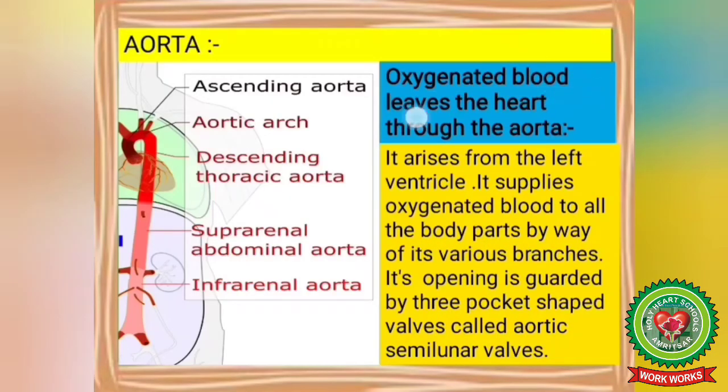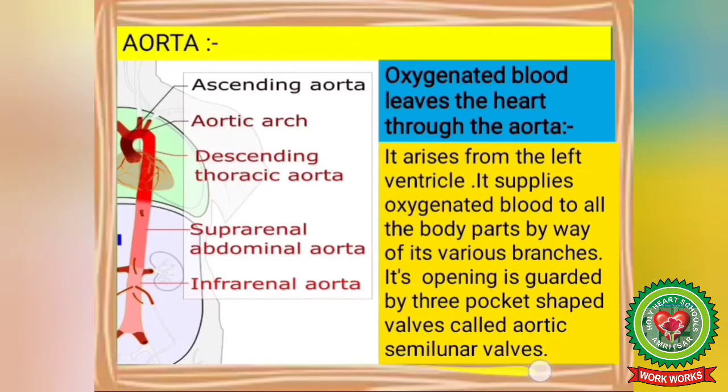Oxygenated blood leaves the heart through the aorta. It arises from the left ventricle. It supplies oxygenated blood to all the body parts by way of its various branches. Its opening is guarded by 3 pocket-shaped valves called aortic semilunar valves.